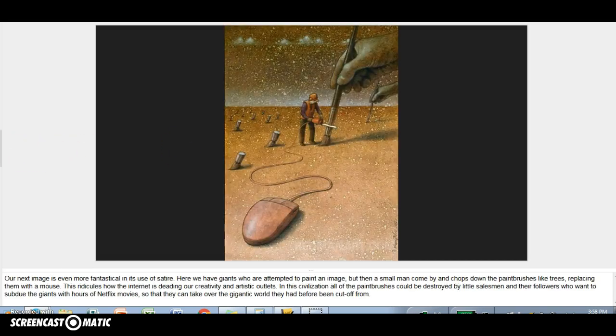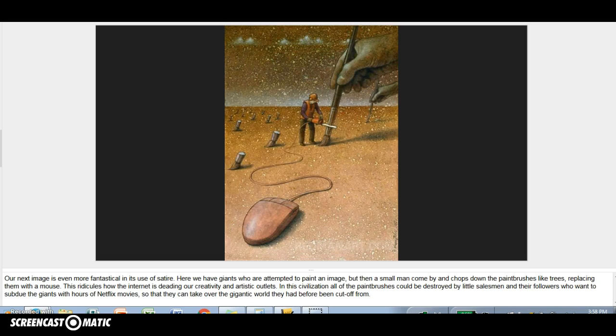Let's look at another example. So this one is really different. It's not criticizing politicians or any form of political structure. It's criticizing technology. So in our image, it's even more fantastical than the ones we've seen so far. It's very fantastical in its use of satire.